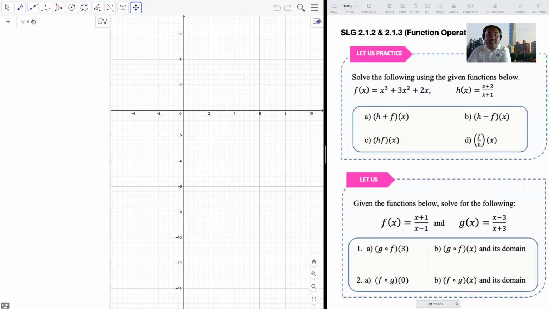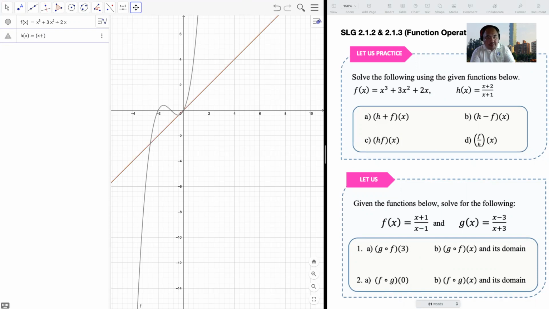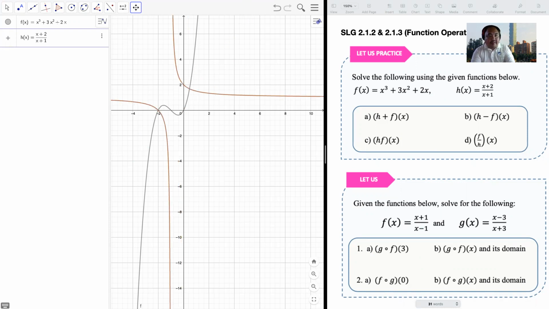We'll see. So, for example, we have two functions f and h. Let's just define them. Write them as is in GeoGebra. So x cubed plus 3x squared plus 2x. So there is your first function. f of x is x cubed plus 3x squared plus 2x. And then your second function, h of x, which is x plus 2 divided by x plus 1.